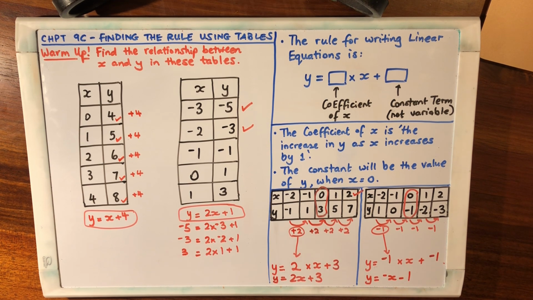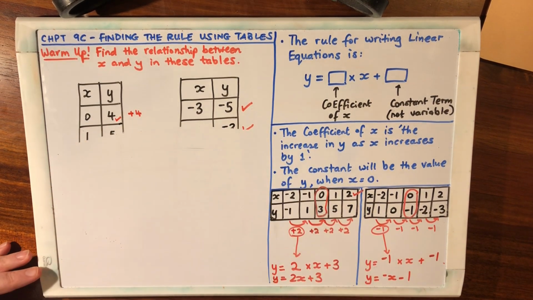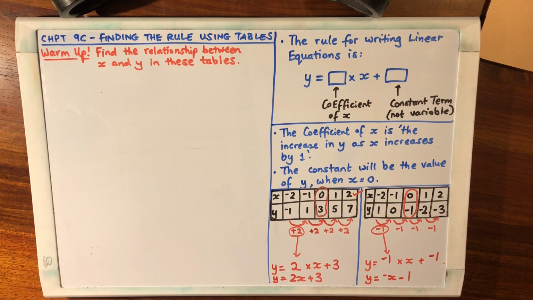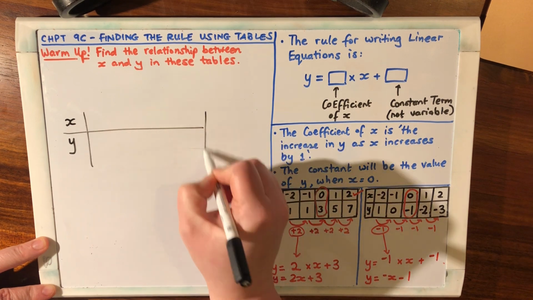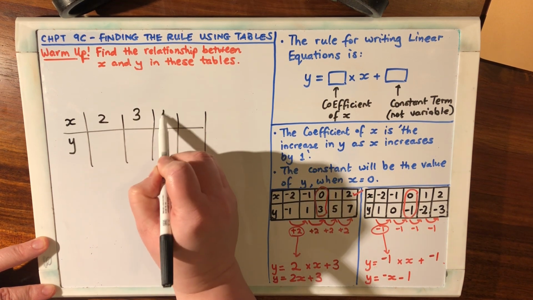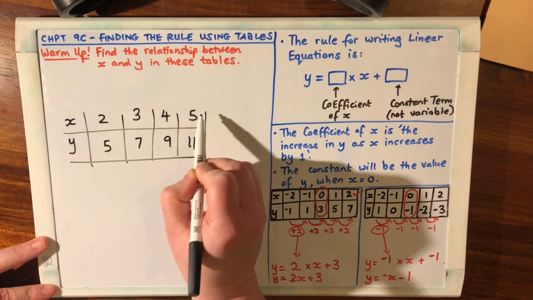Last one is if we have a data set that does not have a value of 0 in it. Let's try and work out the rule when the data table doesn't give you a value of x equals 0. What about if we have x and y, and we have 2, 3, 4, 5, and y values 5, 7, 9, and 11. This is our data table.